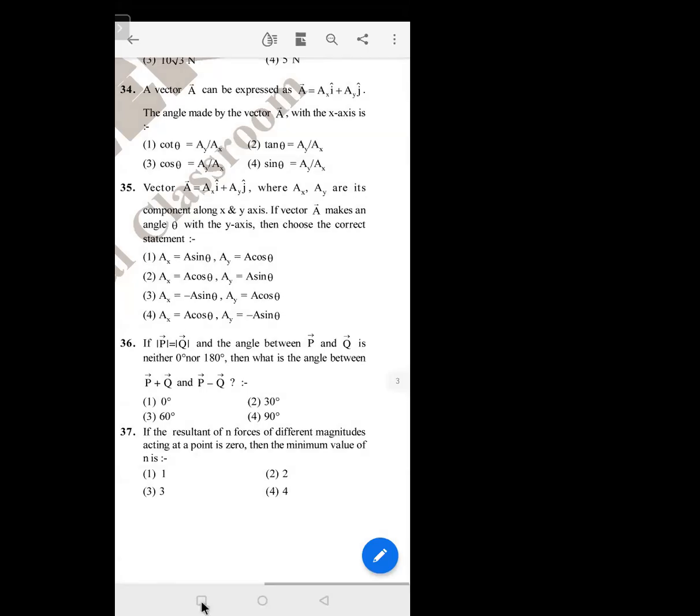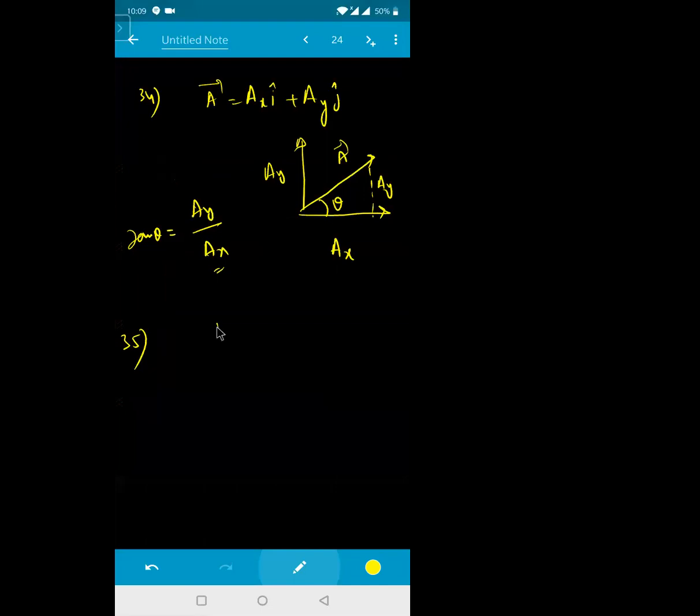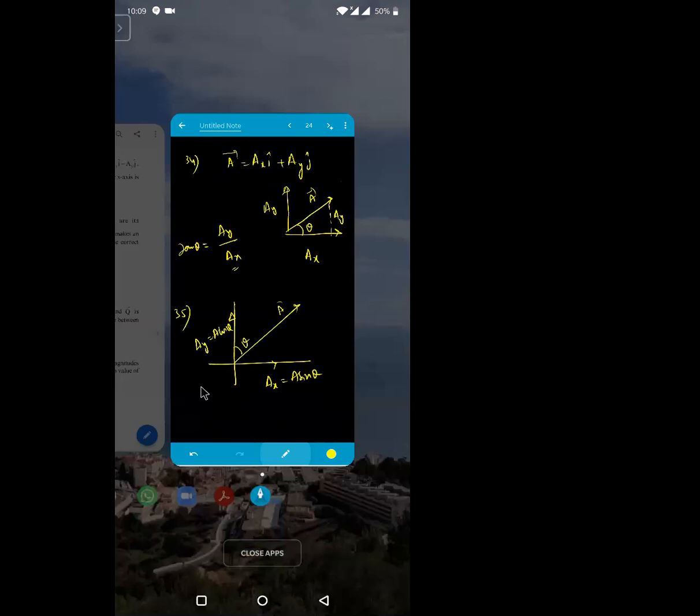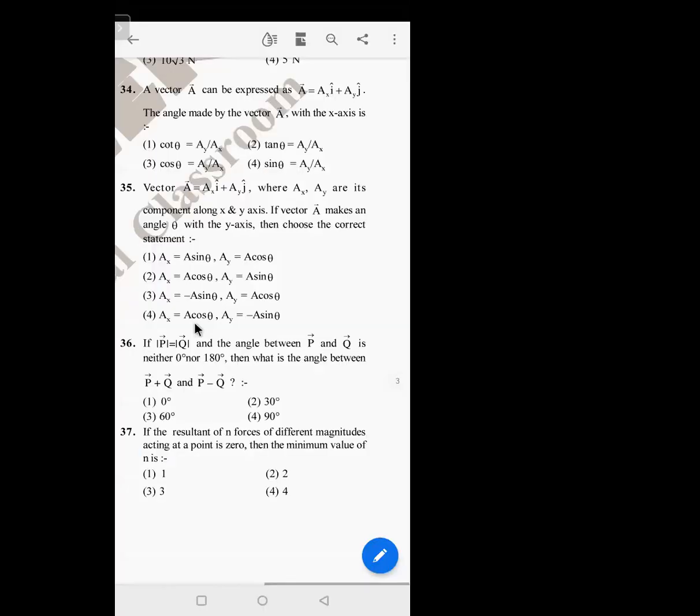Yes, sir. So in 35, look, this is the vector A bar. Now it is making an angle theta here. So this is AY. So AY is equal to A into cos theta, and this X component will become A into sin theta. So that will be the answer. AX must be equal to A sin theta and AY must be equal to A into cos theta. The first option will be the answer.